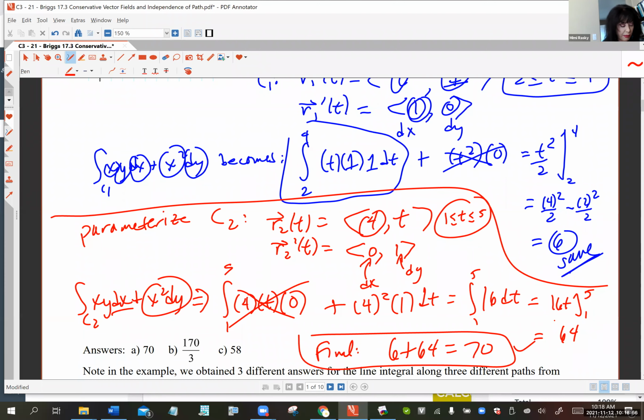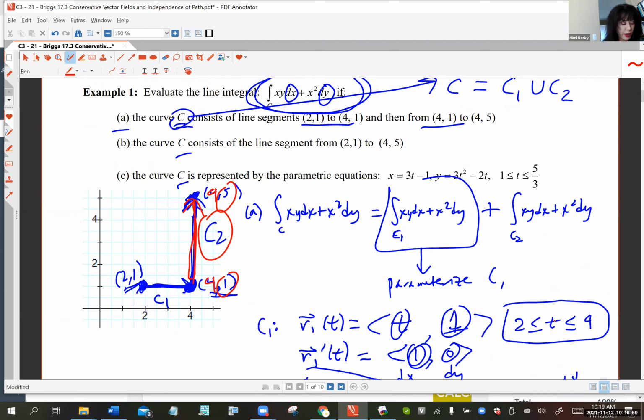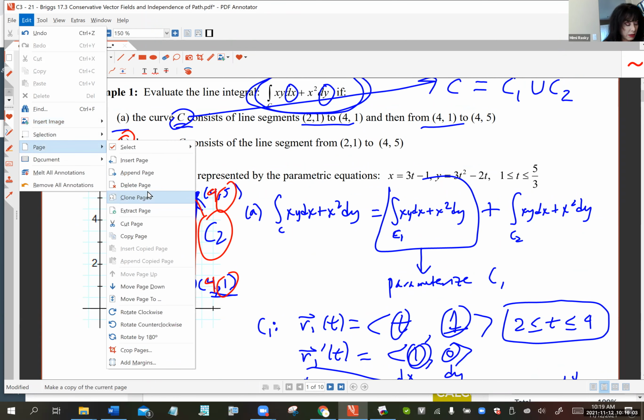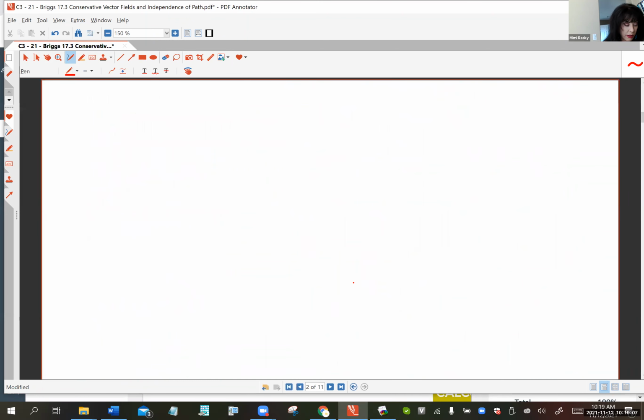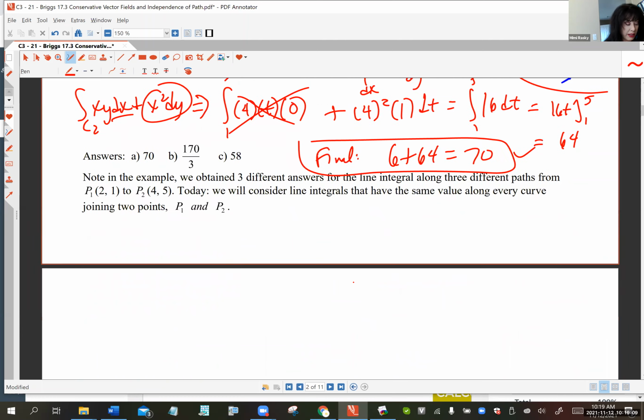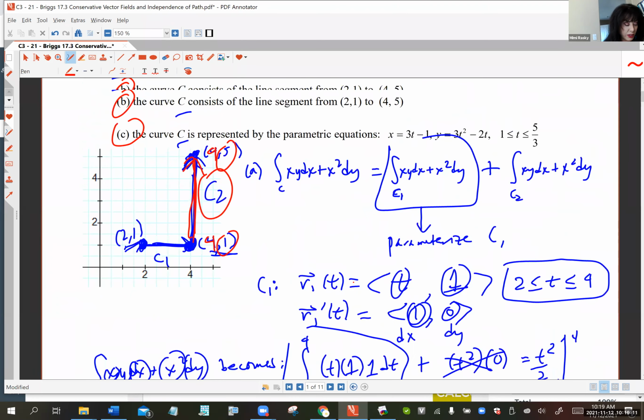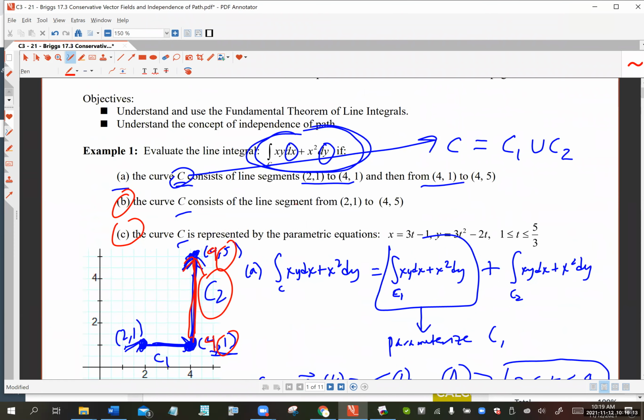Great. But we've got 2 more to go. We have letter B and letter C. Let's go ahead and do that. Now, letter B, the line integral is going to be evaluated on a straight line segment that begins at the point 2, 1. Okay, so it has the same starting point as that other line integral. And it finishes at 4, 5. So it's a straight shot.